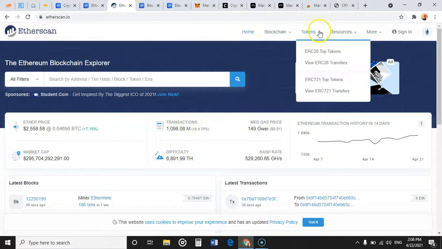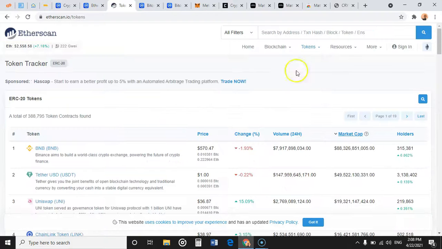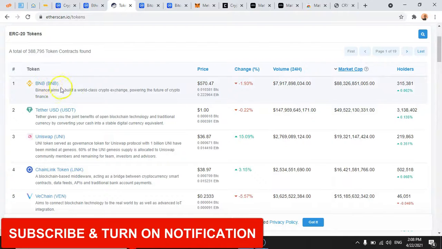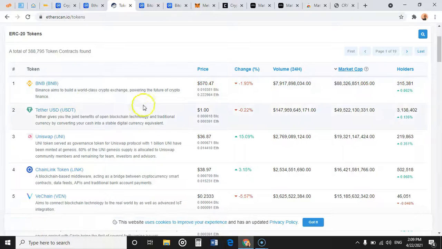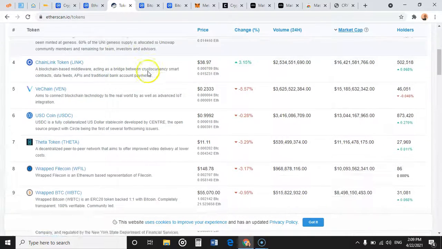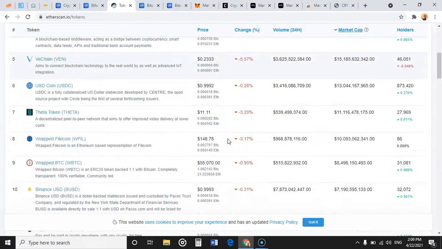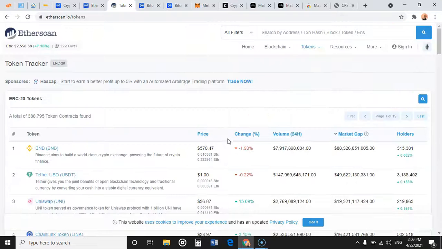Now if you come here, this is where you can have access to the top Ethereum tokens. If you click on this point, it will take you to the top Ethereum tokens. I said that Binance is an example of a token on the Ethereum blockchain, and you can see that here, having over 300,000 holders at the moment. You can see every other one, like Uniswap is a token, this is also a token. There are a lot of them here, and you can see them live on this blockchain.